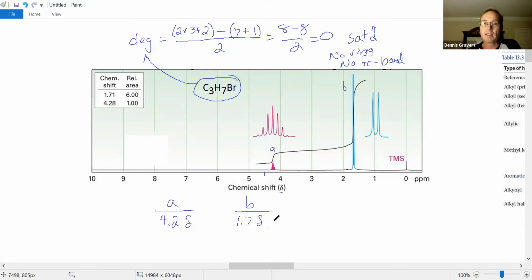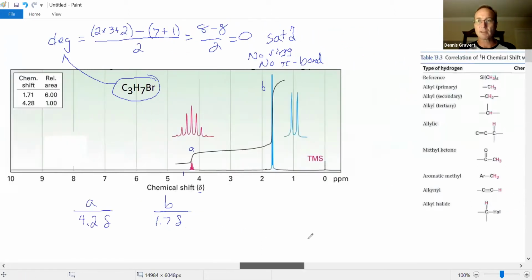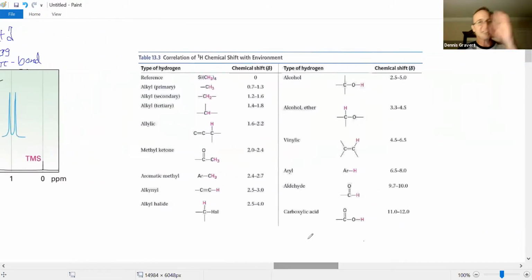It's an estimate, right? What are you going to use the position for? For comparing on the correlation table. Here's the correlation table. You're going to get this on the exam. We had 4.2 and 1.7. Well, 1.7 says it's close to a double bond. Wait, but our molecule's saturated. So again, be careful with the correlation table.